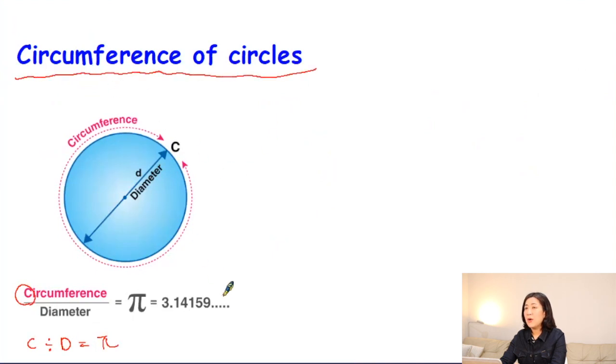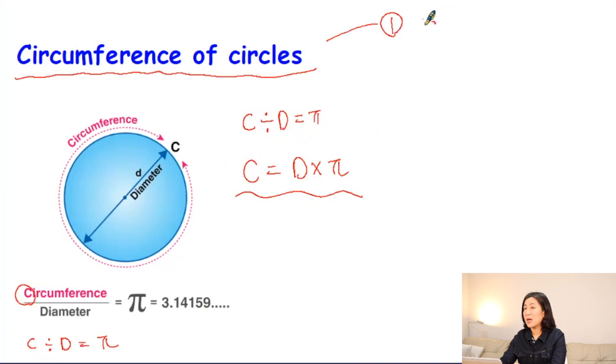Now, how can you find the circumference of a circle? You can change the subject of the formula. C divided by D equals pi, then C equals, multiplying each side by D, D times pi. That is the formula. So we can say that circumference is always pi times diameter.